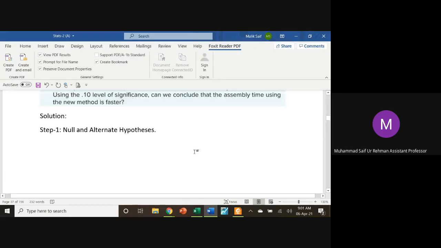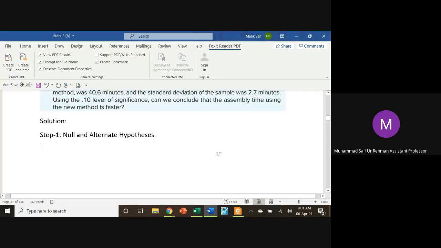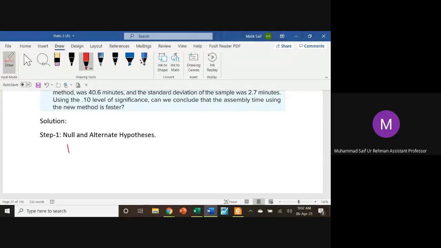So what will be the null hypothesis? What will be the alternate hypothesis? So let us construct H naught and H1. As I have already suggested, you should write down the alternate hypothesis first. So you will write down the alternate hypothesis first.